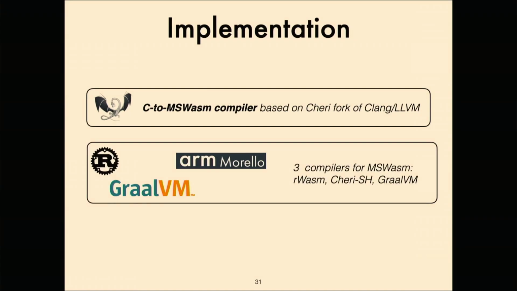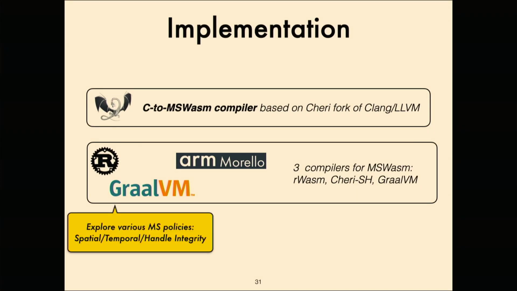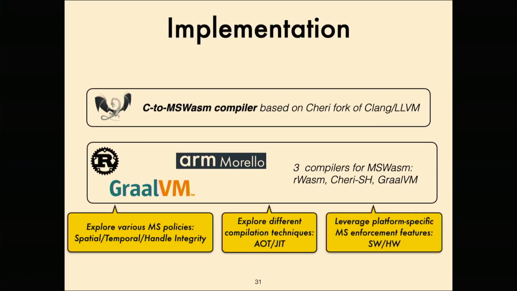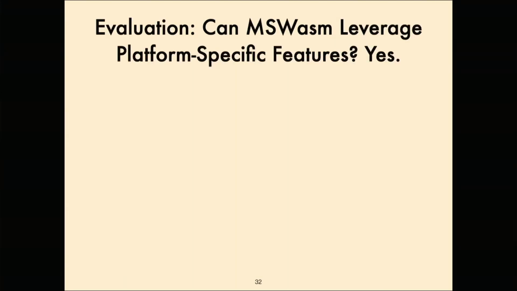The second part of the compilation pipeline is the actual compiler to compile MS-Wasm. We have 3 different compilers: RWasm, CHERI-SH, and DrawVM. The reason why we have 3 different compilers is because we want to explore various memory safety policies with different compilation techniques, say ahead of time or JIT, as well as different enforcement mechanisms, whether hardware or software-based ones. Our evaluation uses the PolyBenchC test suites.